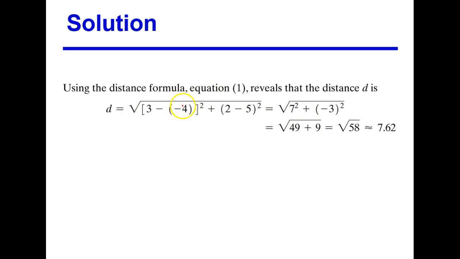Always make sure that when we have negative point values, those go in parentheses, so we can simplify from there. So 3 minus a negative 4 is 7, and 2 minus 5 is negative 3. I square both of those values, add them together, and find the square root. The distance between those two points is either the square root of 58 or approximately 7.62. Sometimes you will be asked for the exact distance, which is what you'll give here. If it says approximate, that's what we will do right here. Either one, depending on what you are asked.